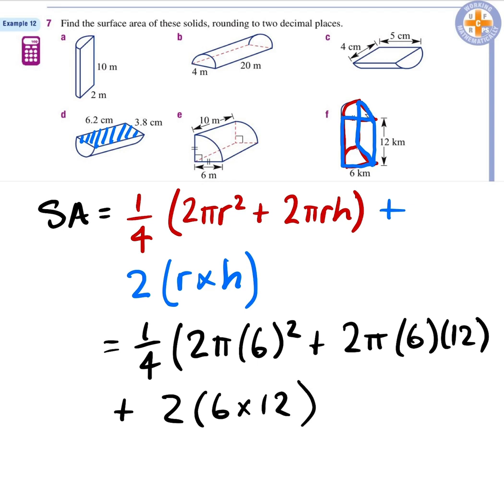And we could have gone through and done each individual face separately, but we should end up with the same answer if we just say, okay, well, it's a quarter of the surface area of a full cylinder plus the two rectangular faces that we created as well. So if we put this into a calculator, bear with me. We end up with 313.65, and it was kilometers, so it's going to be square kilometers.